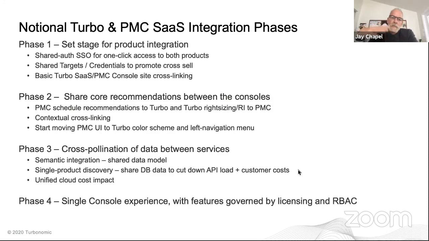So we need to set the stage for product integration. We'll talk a little bit about that. We need to share core recommendations between the consoles. We'll talk about that. And then three, we need to cross-pollinate data between the different services. Why this is important is because once we get the technologies integrated together, people can decide where they want to start their cloud journey, right?